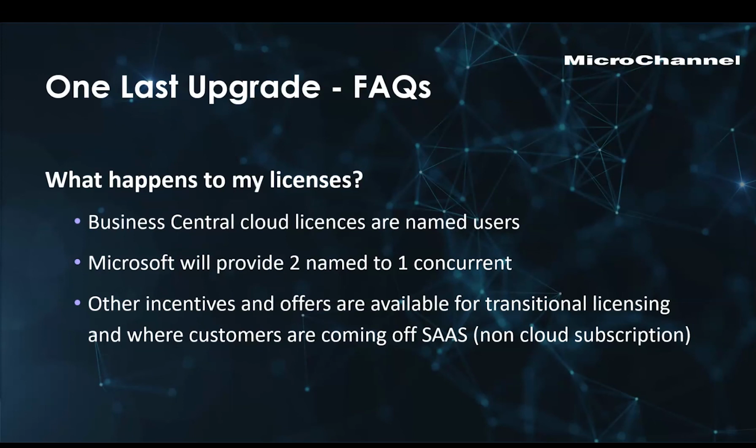So what happens to your licenses? Business Central Cloud licenses are named user, and Microsoft will provide 2 named to 1 concurrent user. Other incentives and offers are available for transitional licensing from on-premise to cloud and for customers who are coming off software as a service, which was the non-cloud subscription-based licensing. And those discounts do apply for a couple of years.